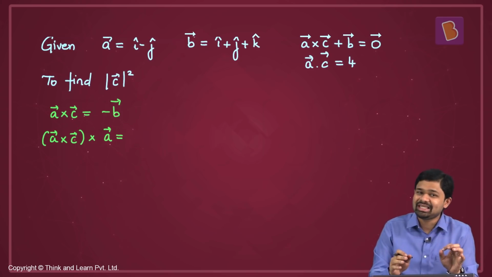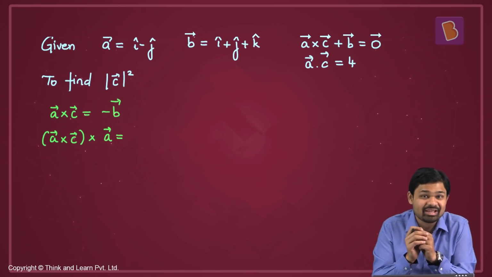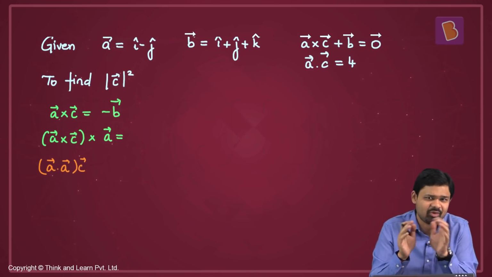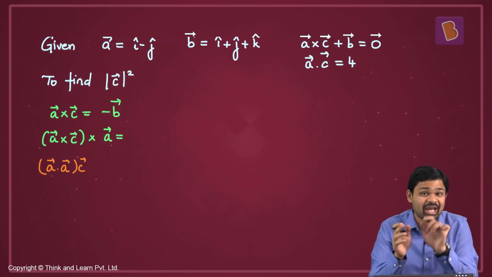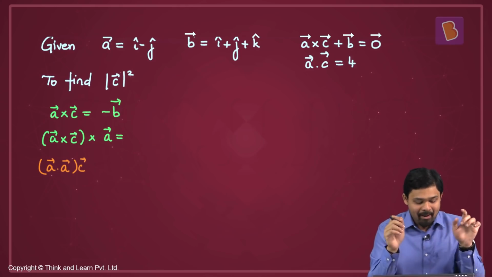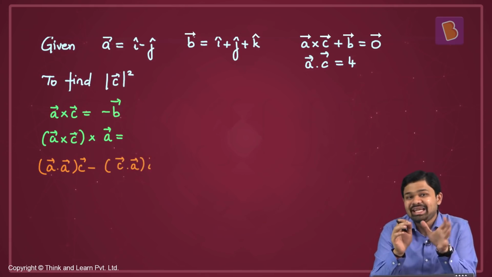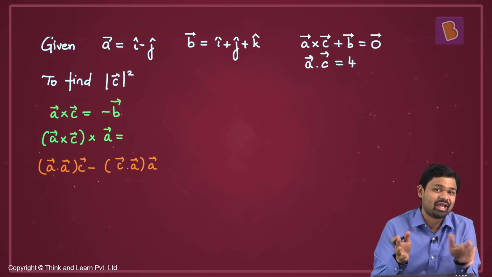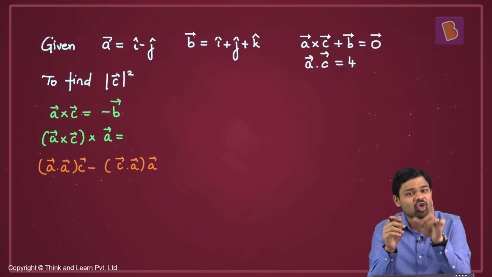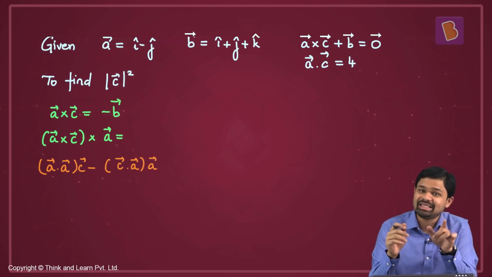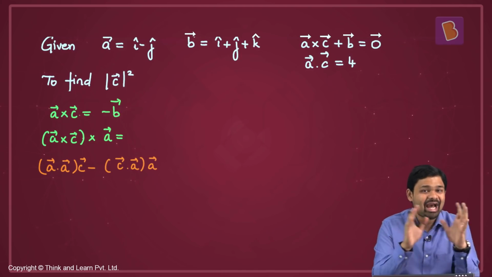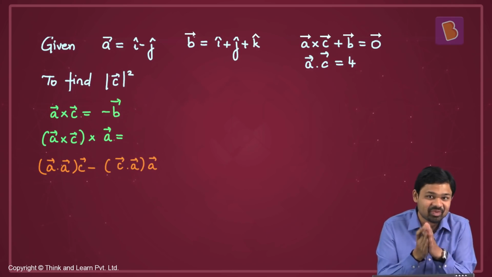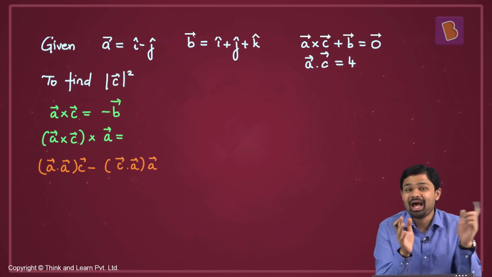So A cross C crossed with A will give me an A dot A in the direction of C. Now A dot A, very easy to find out because I know what is vector A, minus C dot A in the direction of A. I know what is C dot A because A dot C and C dot A are exactly the same. So if I cross A cross C with A, I can actually get the left hand side all in terms of vector C, isn't it? What will happen on the right hand side?